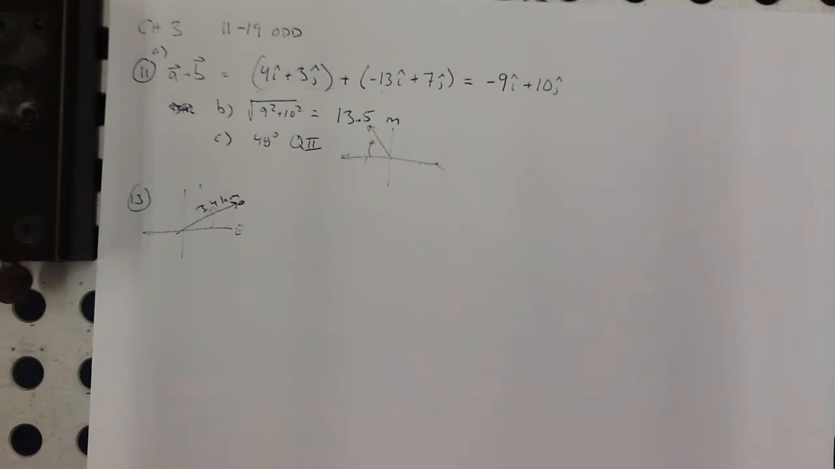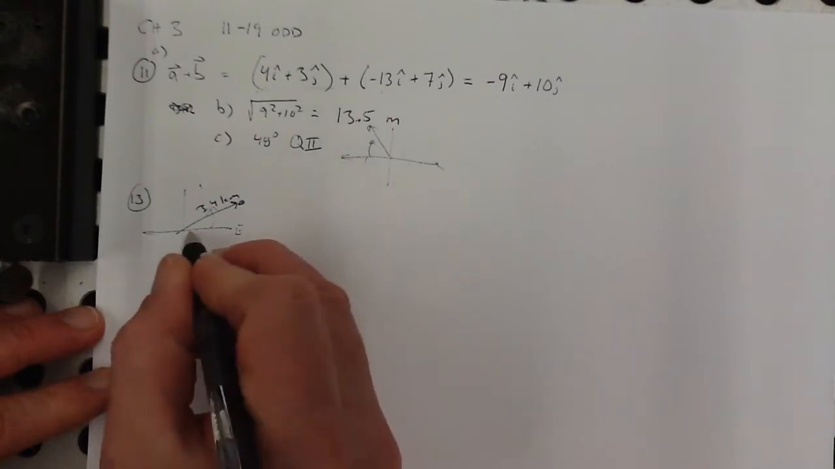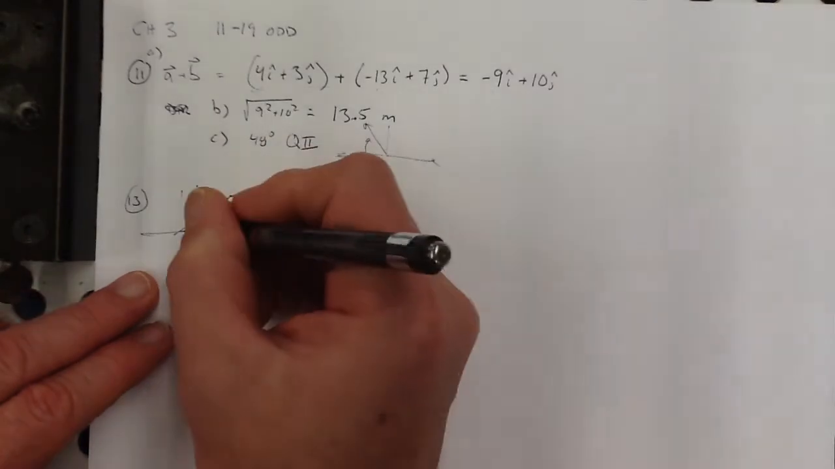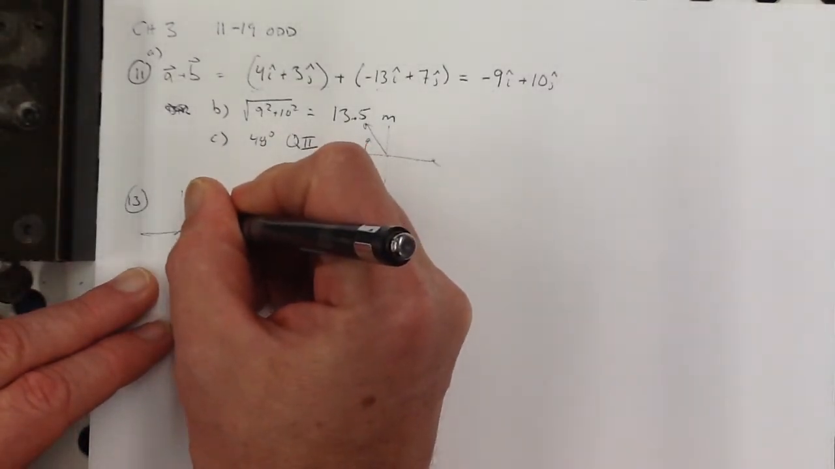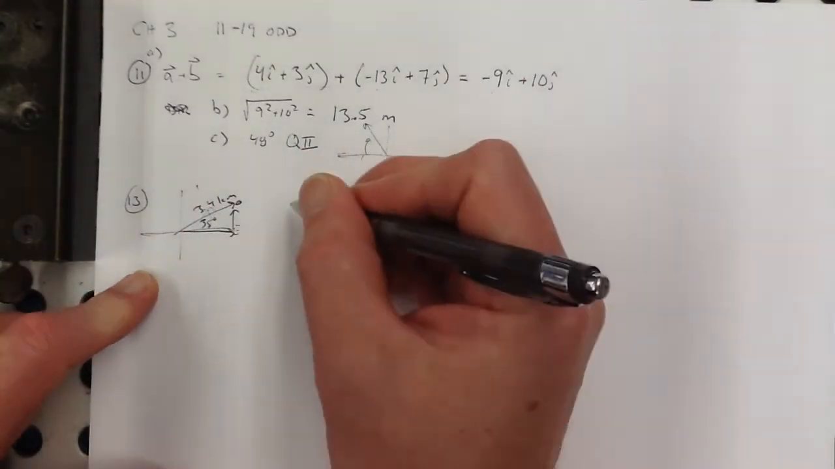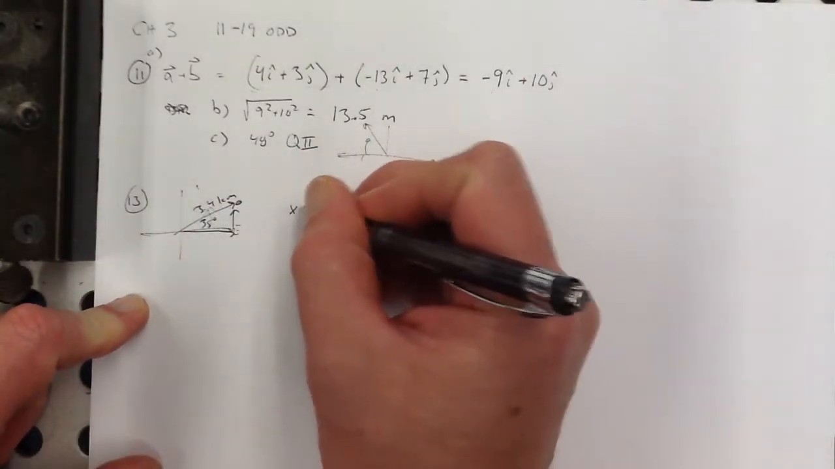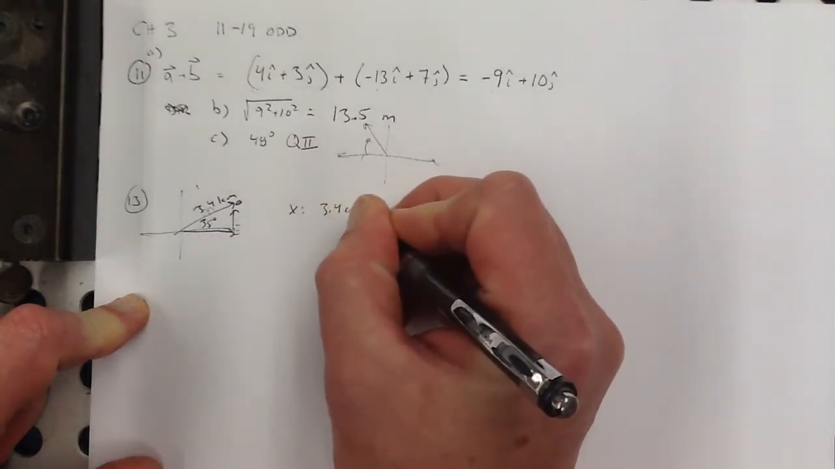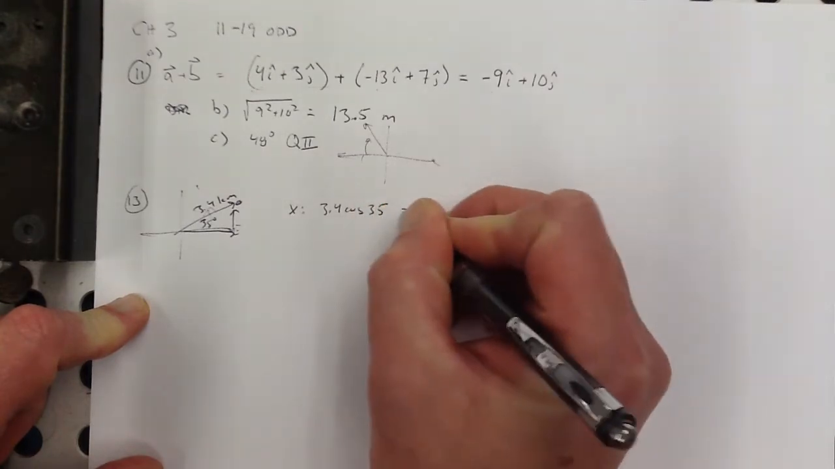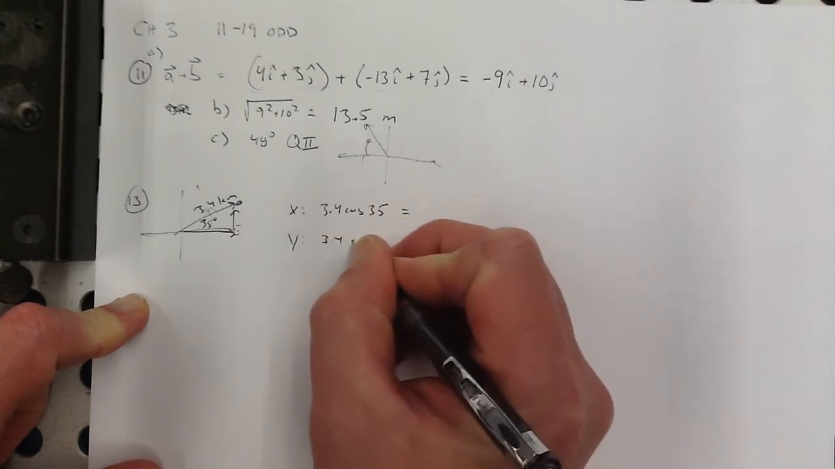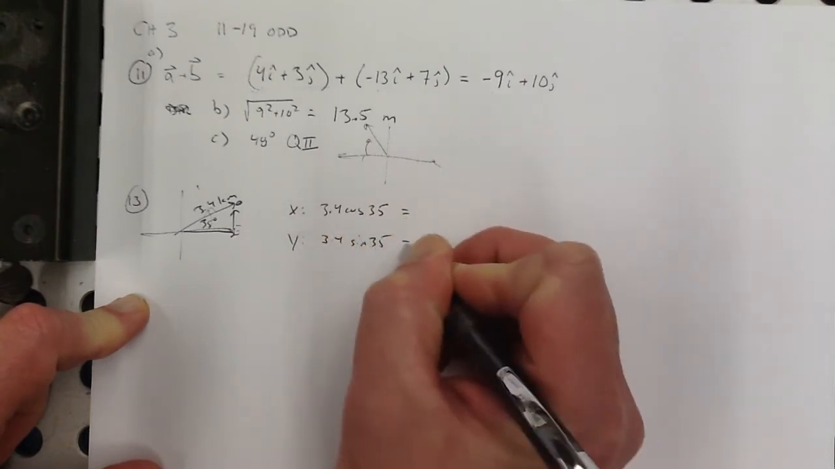However, she must travel along streets that are oriented either north, south, or east, west. What's the minimum distance she could travel to reach her destination? So that's just asking for the components of this. So what is it? What's my angle? 30 degrees? 35 degrees. So she would need to go in the x direction, she would have to go 3.4 cosine 35. And then in the y direction, she would have to go 3.4 sine 35.